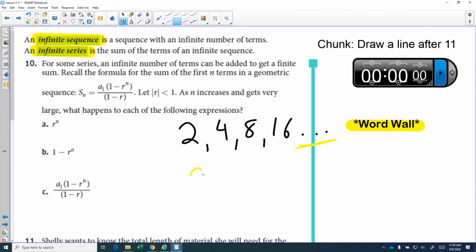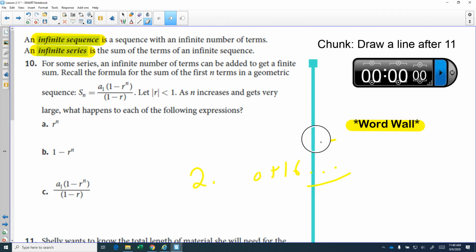Now, an infinite series would be the same thing, but all I would do is take those same values and add them up. Same concept. So what we want to understand is, how do we actually solve to find a value or a sum in an infinite series?